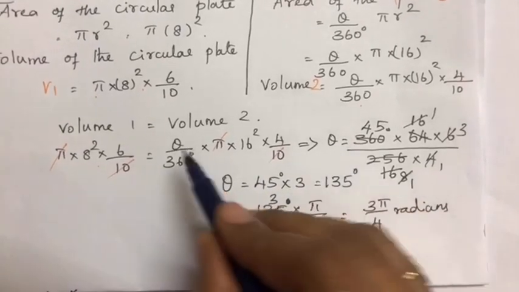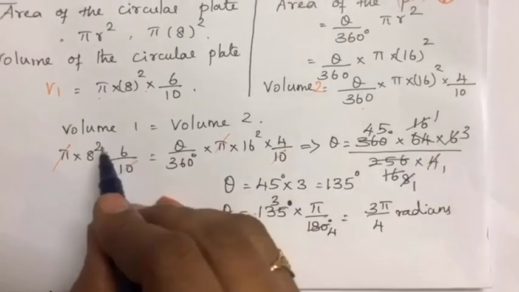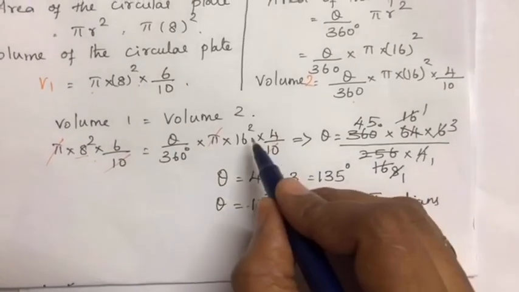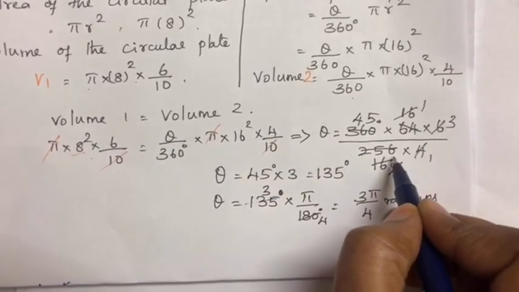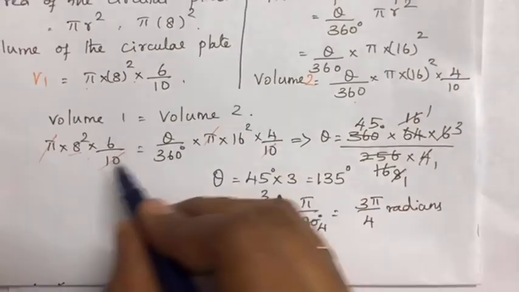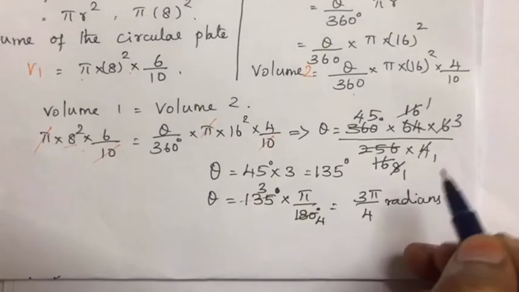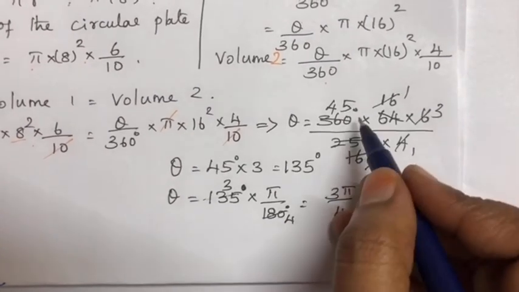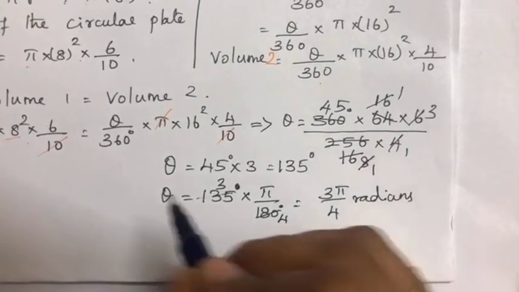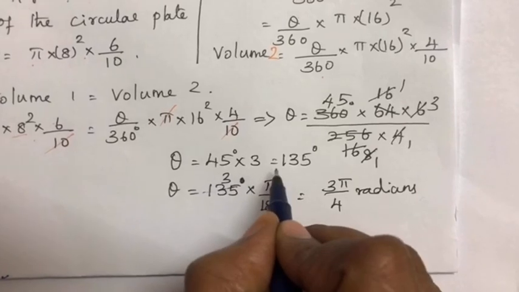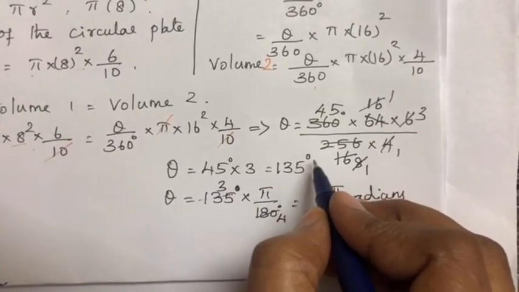So, theta is equal to 360 into 8 square is 64 into 6 divided by 16 square is 256 into 4. These two go to the denominator. Okay. So, we have to simplify this. After doing all simplification, you get theta is equal to 45 into 3. 45 into 3 is 135 degree.